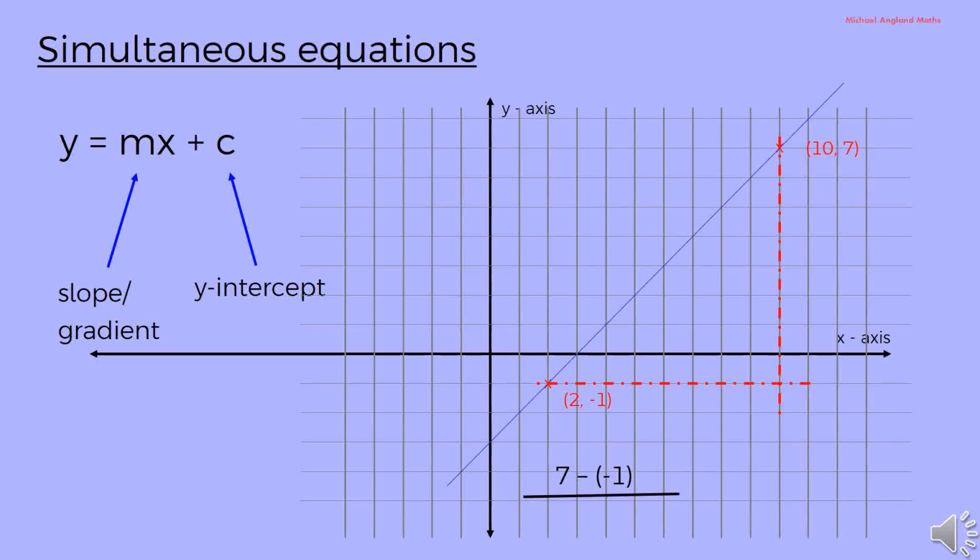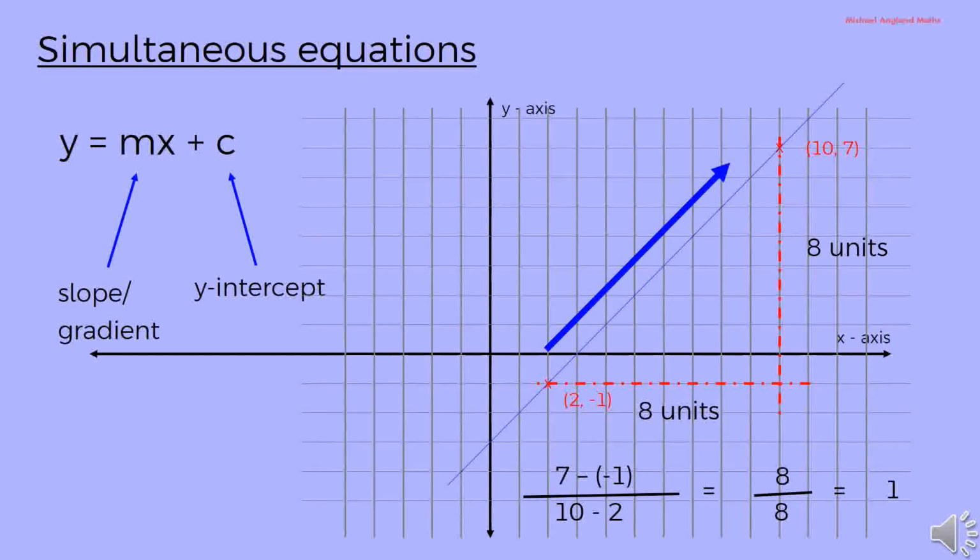Now we divide the rise by the run. How far does it run? Well, from the first point, 2, minus 1, the x value is 2, so it runs from x equals 2 to the x value of the second point, being 10. So we need x2 minus x1, which is 10 minus 2, which gives us the denominator in that expression. To simplify, 7 minus minus 1 is 8. 10 minus 2 is 8. 8 over 8 is 1. This line has a slope of 1, which makes it look like a 45-degree line.